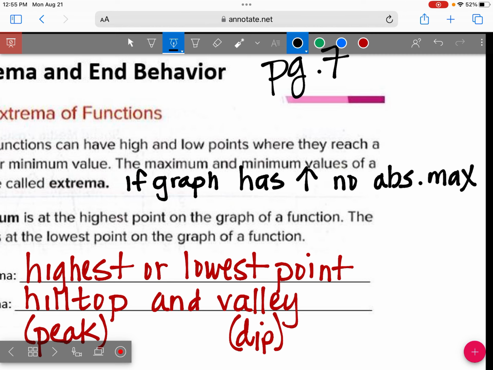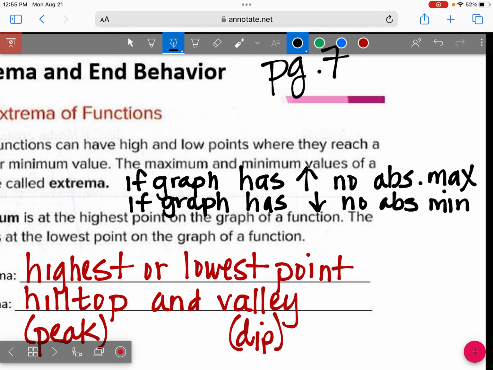Okay? If a graph has an arrow going down, that means it has no absolute min. And the reason why is because if it continues to go down, it's never going to reach the bottom. So it is possible to have a graph that does not have any absolutes, especially if you have an arrow that goes up on one side and an arrow that goes down on the other. So I'll give you a minute to copy this down, and then we'll look through some graphs.